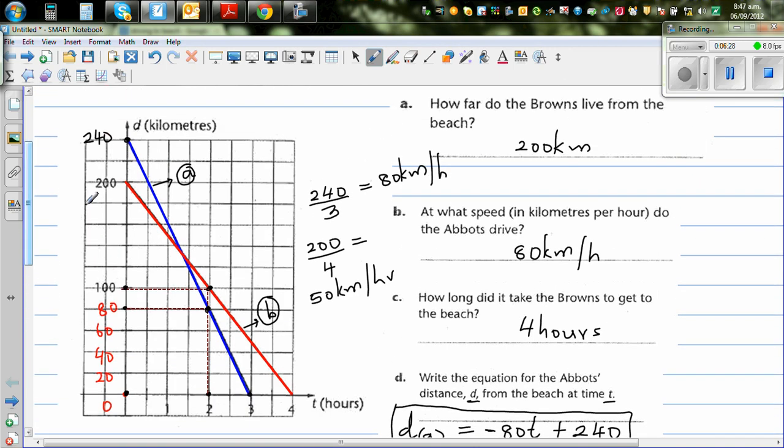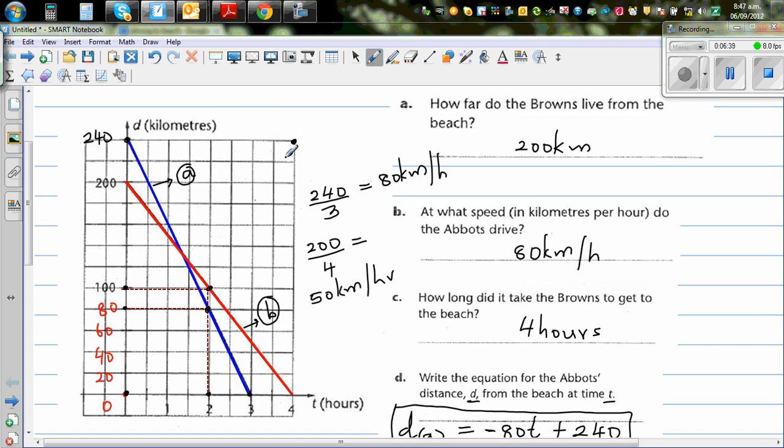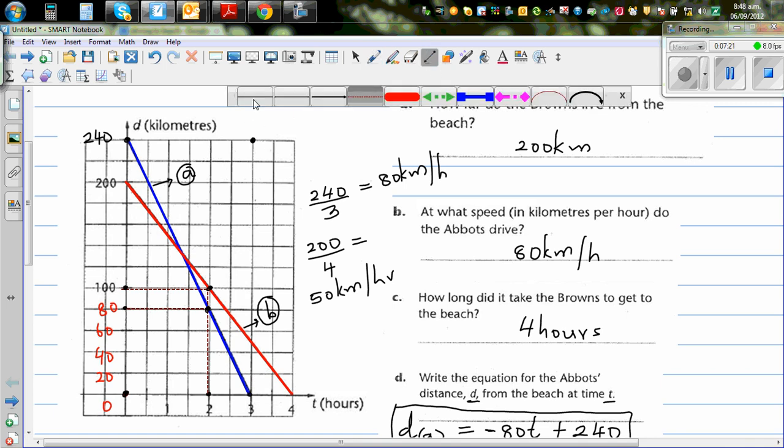So first let's draw the graph of Chin. Let me draw a line. If they're traveling at a speed of 80 kilometers per hour, in 3 hours they would be 240 kilometers away. At time zero, that means at 10 a.m., they are at the beach, and after 3 hours they would be 240 kilometers away, because 80 times 3 is 240. So this is the point. I hope you understand. They are starting at zero, and in 3 hours they would travel 240 kilometers. So the line would look like this.